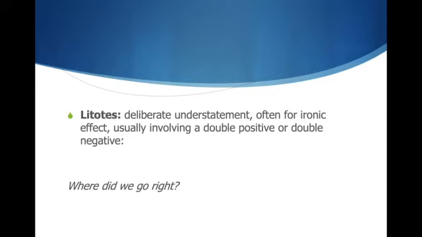Next rhetorical device we have is a litotes. Now, litotes is a deliberate understatement, and you're often using it for an ironic effect, and it usually involves a double positive or a double negative.